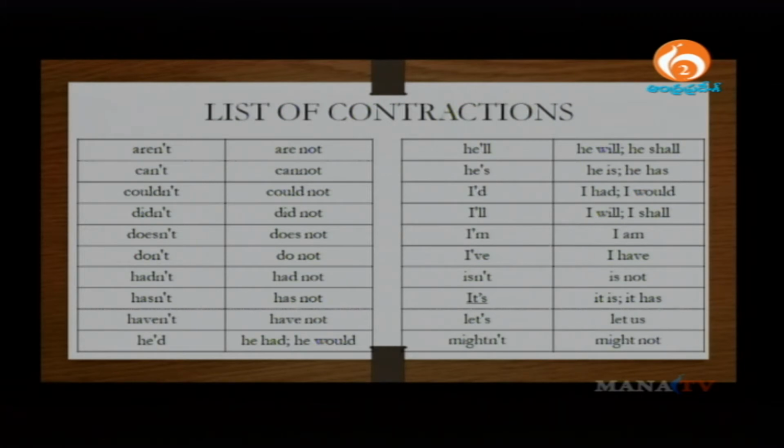Isn't, is not. It's, it is, it has. Let's, let us. Mightn't, might not. So these are a few of the contractions that in fact we use regularly.